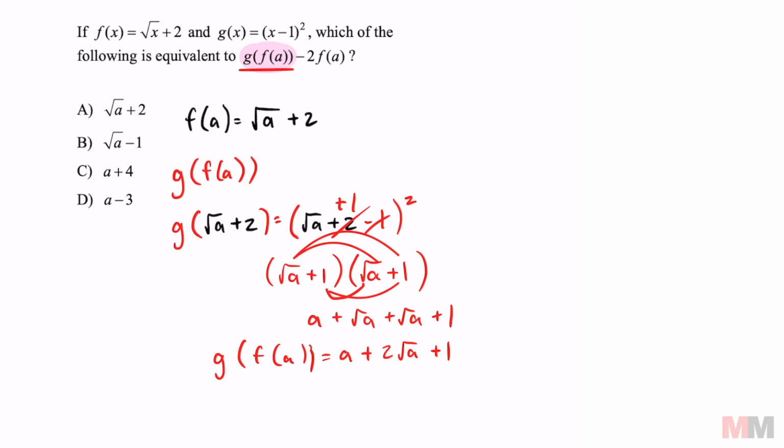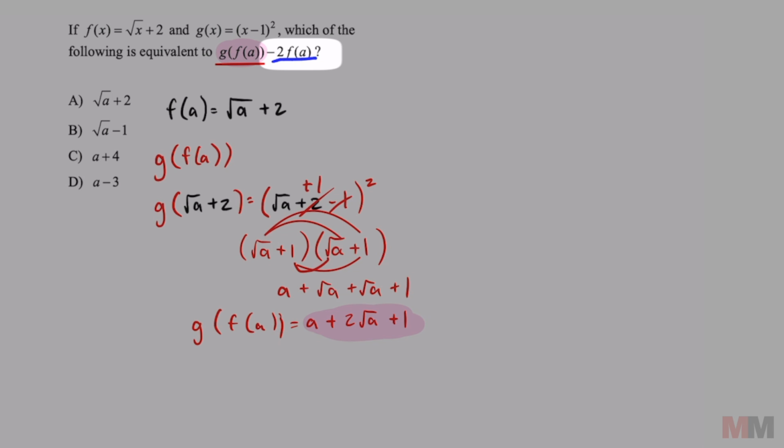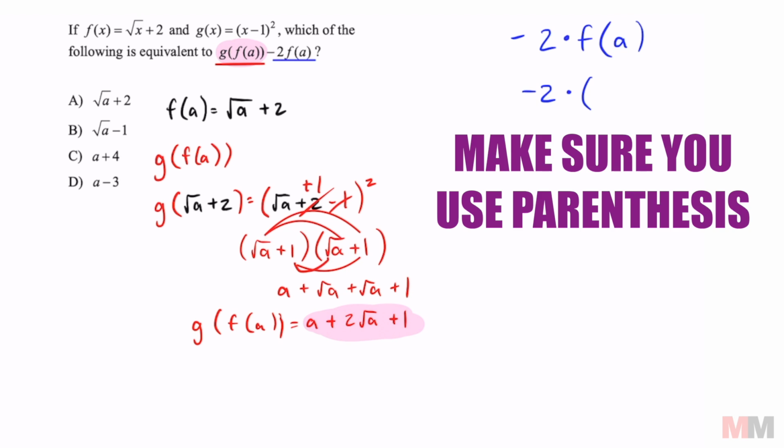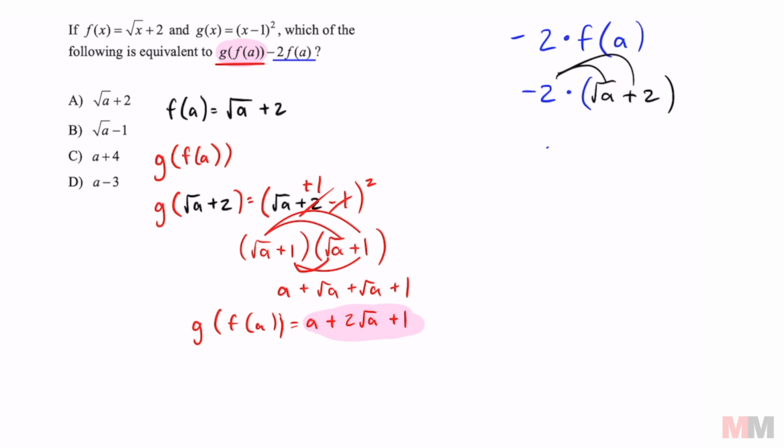So this whole pink part equals that. All right, let's move on to this blue part. Negative 2 times f of a. Well, from this right here, we already know what f of a is, so we can rewrite this as negative 2 times, in parentheses, square root of a plus 2. Simplifying that further, you get negative 2 square root of a, and negative 2 times 2 is negative 4, and that is what that whole blue part will equal.